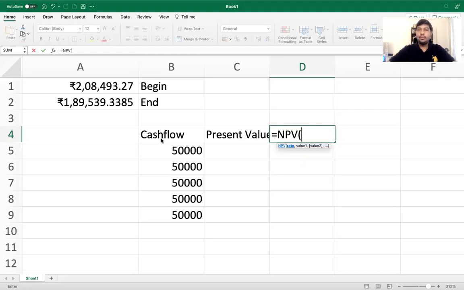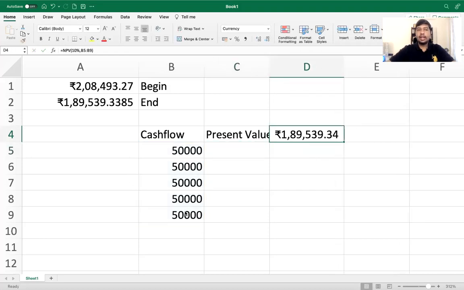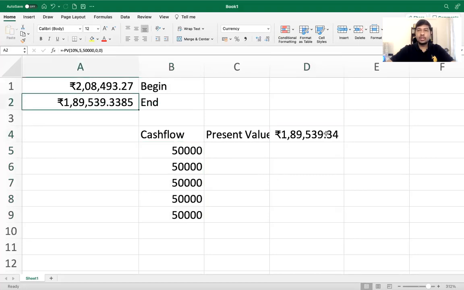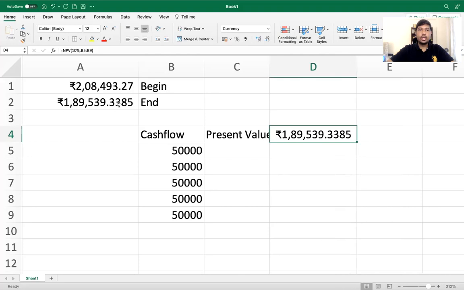Okay, in NPV, you have to use the rate. Now, what is the rate? Rate is 10%. And then you have to use the cash flows. So just select all the cash flows and press enter. And you get this 1,89,539. The challenge with NPV is that the answer that you get is considering that the cash flows will be withdrawn at the end of the period. That's where you will see that this cash flow and this cash flow is exactly matching. Okay, because by default, NPV formula considers that the cash flows are happening at the end of the period.